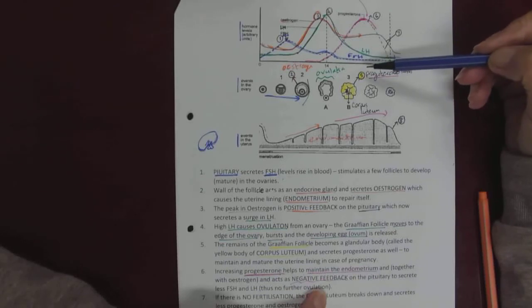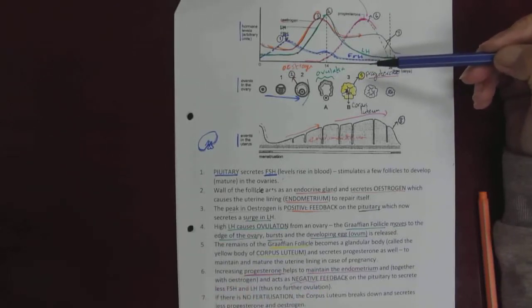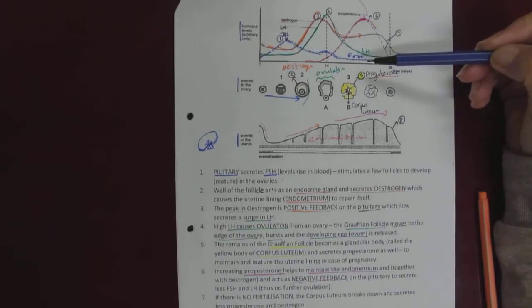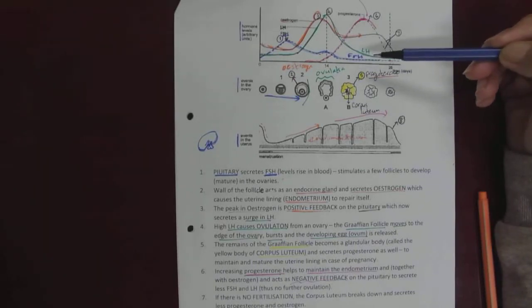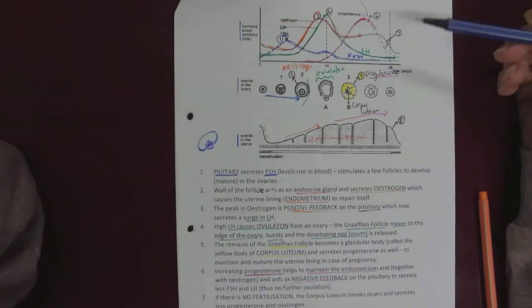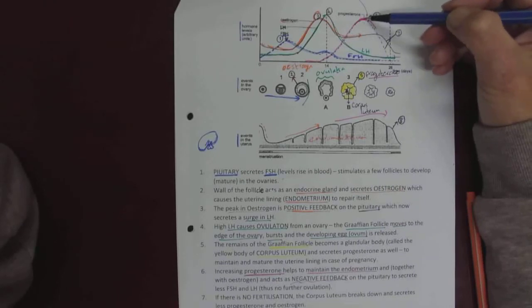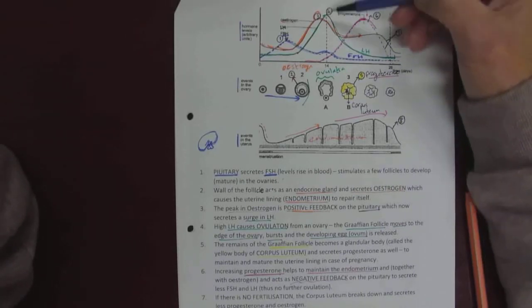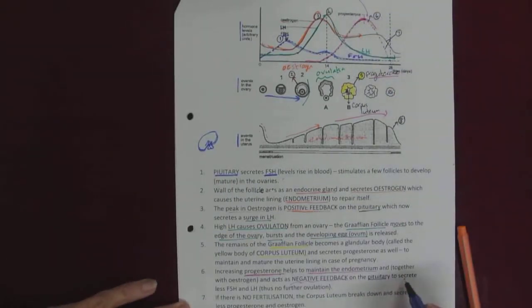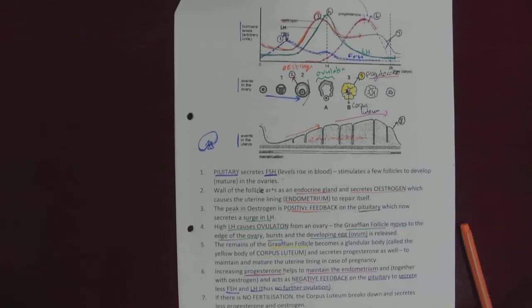LH and FSH can't be secreted at the same time because FSH will cause some more follicles to develop, and LH will cause ovulation. And you can't ovulate if there's already an embryo to implant. So it's negative feedback. The high levels of these hormones in the blood act as negative feedback on the pituitary so that the levels of LH and FSH drop, to secrete less FSH and LH. So you can't ovulate again now.